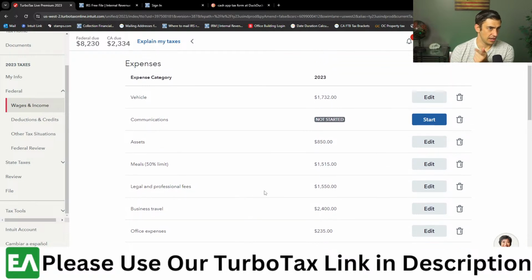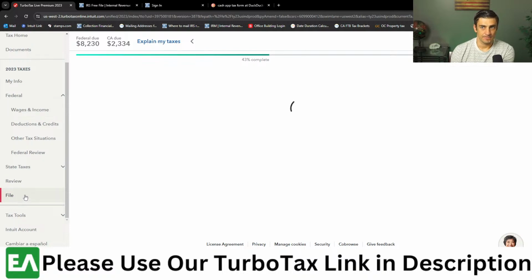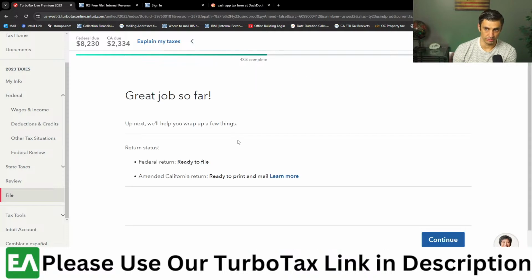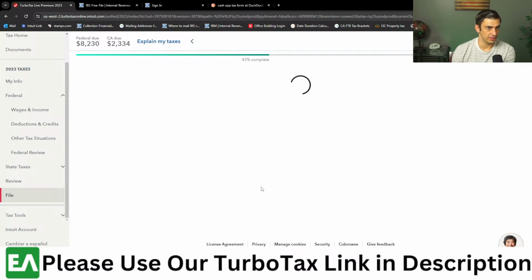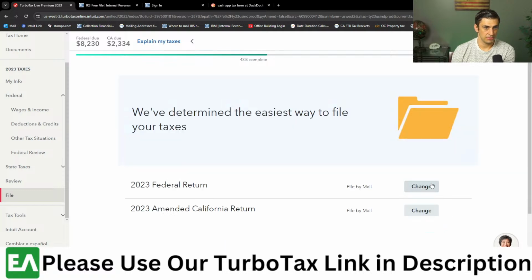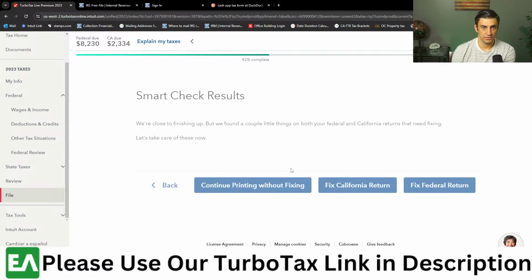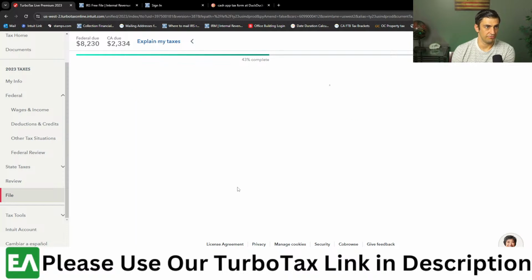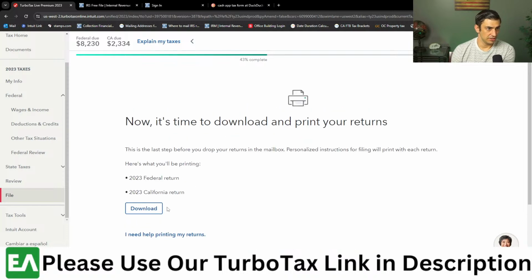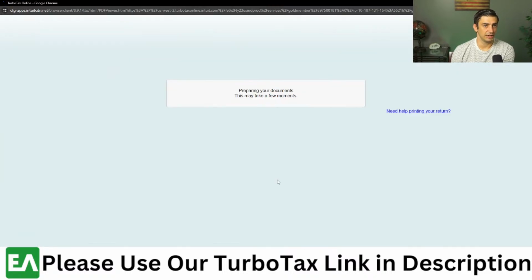The primary home sale and the Schedule C that we have here with all these various expenses. We're going to go into File. This is how I double check TurboTax's work: we actually look at the forms that they printed out. Continue. We're going to do by mail. Continue, and continue without fixing, because I'm not going to file these anyway. These are all just for illustration. Download this and let's take a look at it.